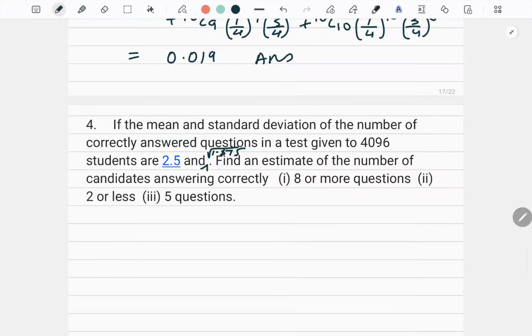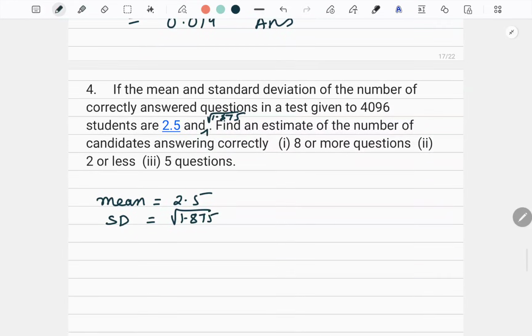Now look at the next question. If the mean and standard deviation of the number of correctly answered questions in a test given to 4096 students are 2.5 and this. So first thing, they have given mean. Mean is equal to 2.5 and standard deviation is under root of 1.875. Correct? Now, what is different in this question? One thing, directly PQ is not given. The other thing is that they are not asking me probability. Read the question properly. Estimate the number of candidates.